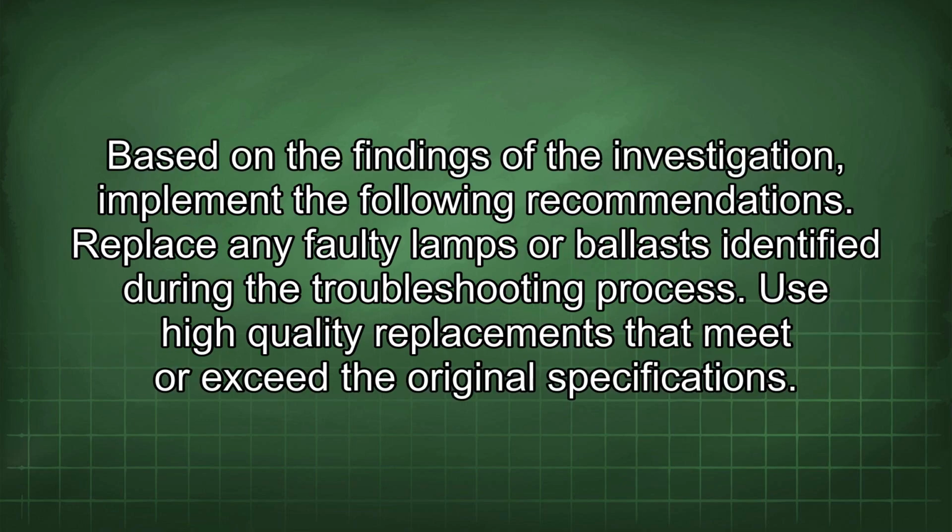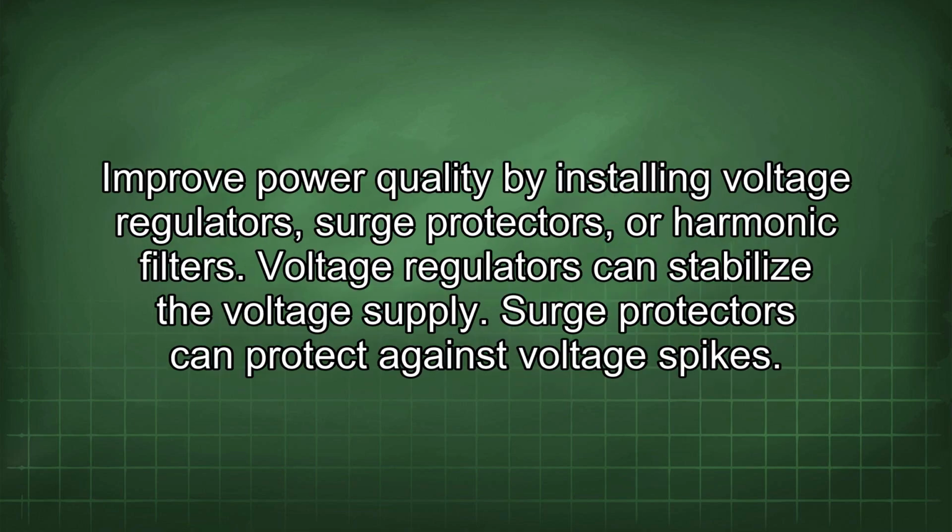Based on the findings of the investigation, implement the following recommendations. Replace any faulty lamps or ballasts identified during the troubleshooting process. Use high-quality replacements that meet or exceed the original specifications. Improve power quality by installing voltage regulators, surge protectors, or harmonic filters.